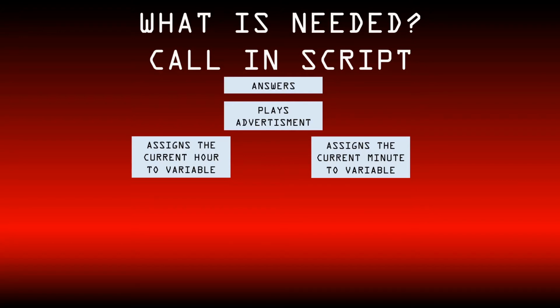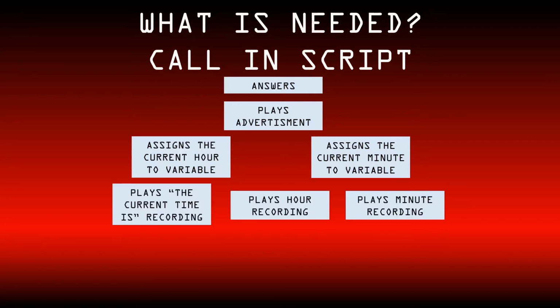The next step is that it takes the time. So you've got the current hour and the current minute of the time, and it assigns both of those variables. I called them C hour and C minutes to refer to later. Then we play the "current time is" recording, or in my case, the "Walnut Ridge Solutions time" that we heard in the beginning. It plays the recording that corresponds to the hour and the recording that corresponds to the minute of the current time that we set at the step above.